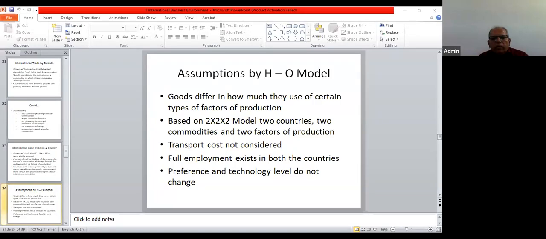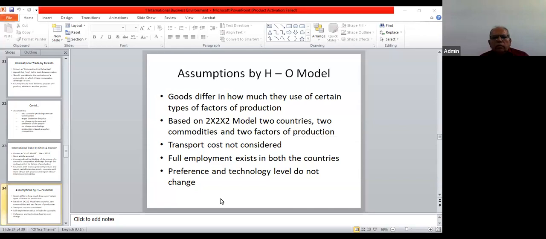Next assumption, full employment in both countries. So both countries have full employment. Preference and technology level do not change. So the preference and technology stay the same at all times. So these are the assumptions.